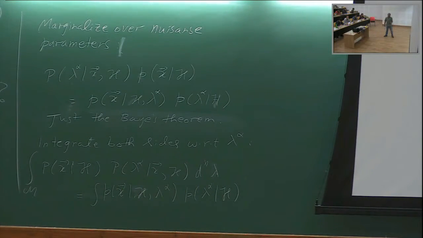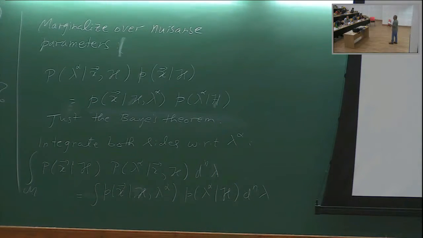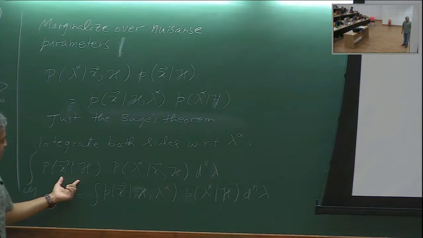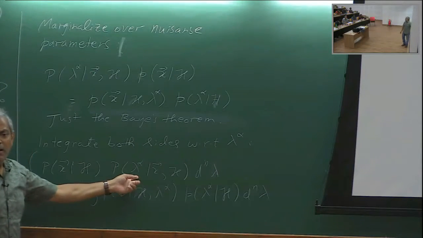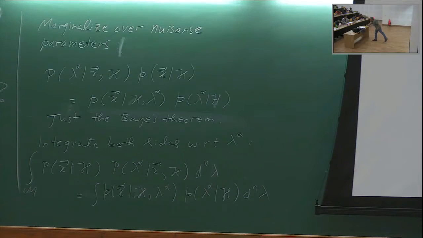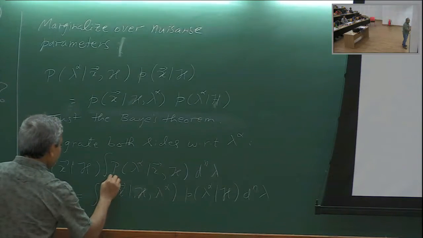Okay? All I've done is to integrate both sides with respect to the parameters lambda. Here, on the left-hand side, this doesn't depend on the parameters lambda. It's independent of the model parameters. It's only this which depends on lambda. Therefore, I can take it out of the integral, or in other words, move the integral over here.